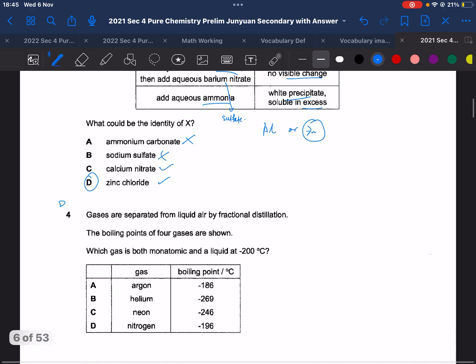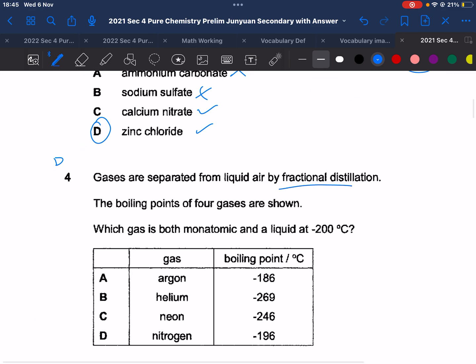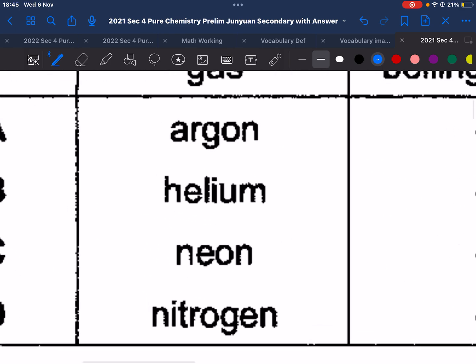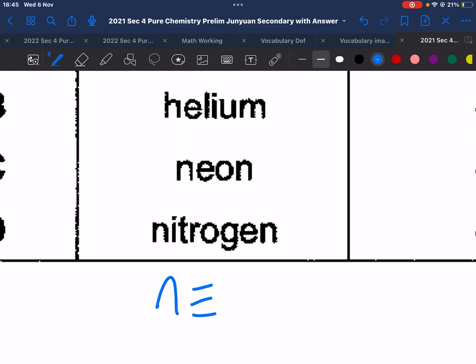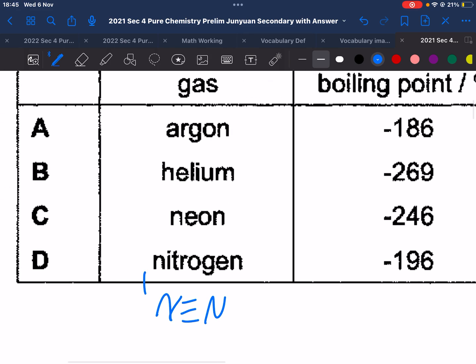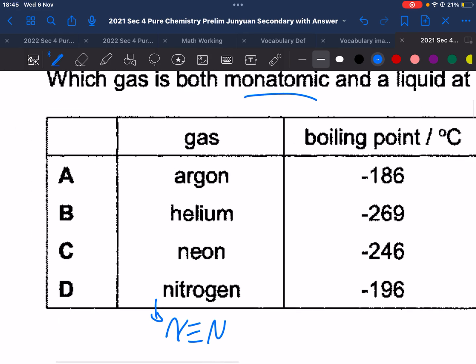Okay, gases are separated from liquid air by fractional distillation. Okay, boiling points of 4 gases are shown. Okay, these are monoatomic, so we know that nitrogen has a triple bond. To fulfill its octet electronic configuration, so it has a triple bond. So this is definitely out because this is actually a diatomic molecule.